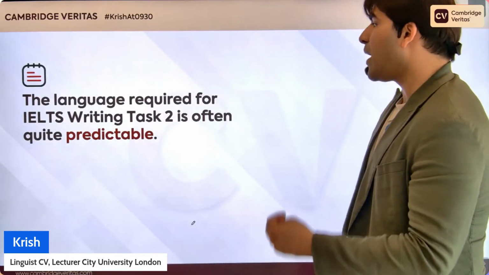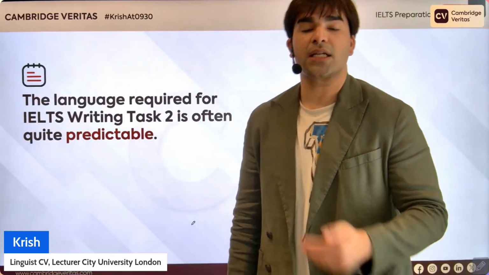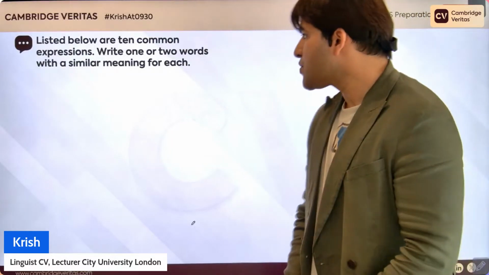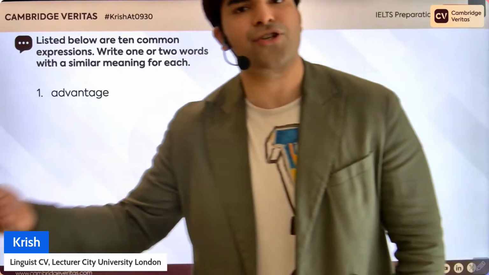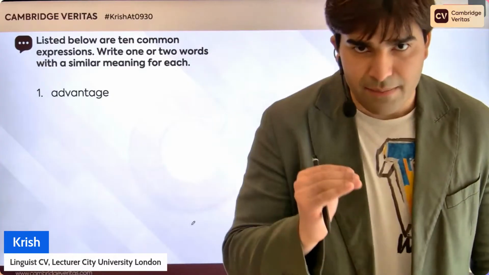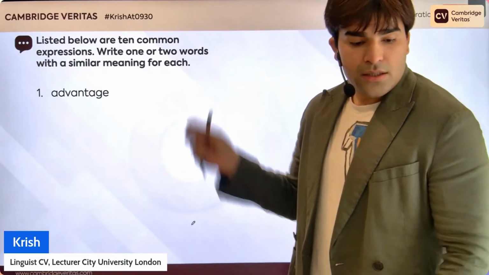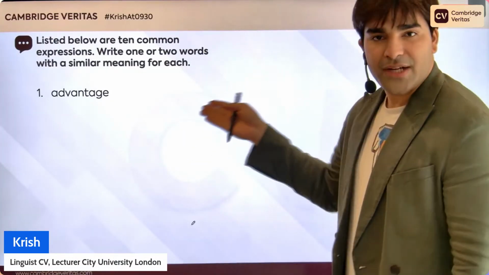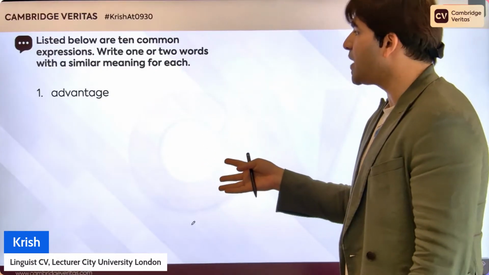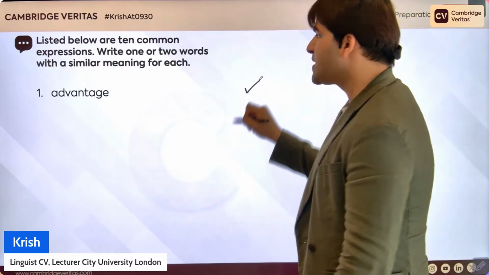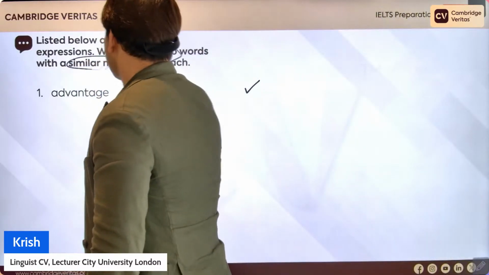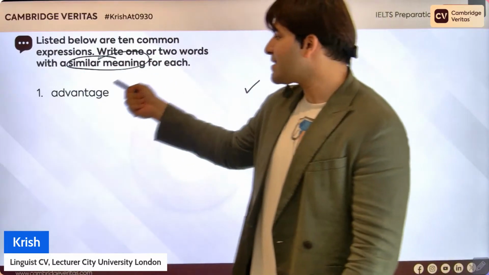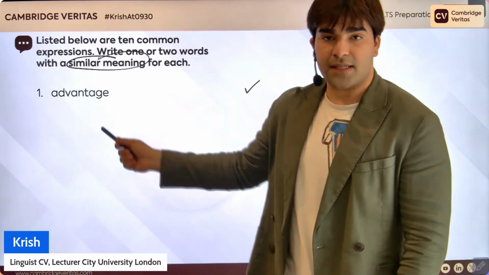So the language required for IELTS writing task 2 is often quite predictable. What does that mean? On the left-hand side of the screen, you will see some words that appear very, very commonly. This game is like an extension of the last game, so be ready. We're in the same mindset. All we have to do is look at the words on the left-hand side of the screen and give one or two words which are similar in meaning to each word.